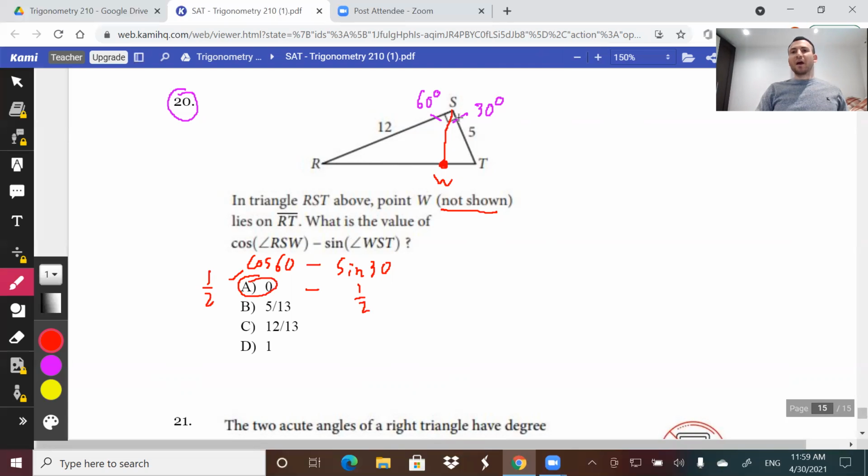And if you think about it, no matter how we split S, because S is 90 degrees, our cosine and our sine together are going to add up to 90 degrees, which means they're going to cancel one another out.